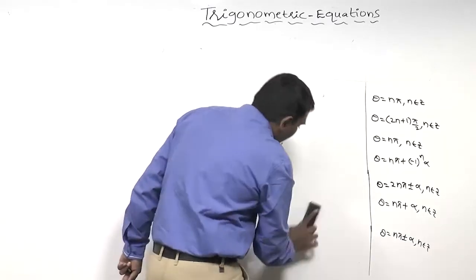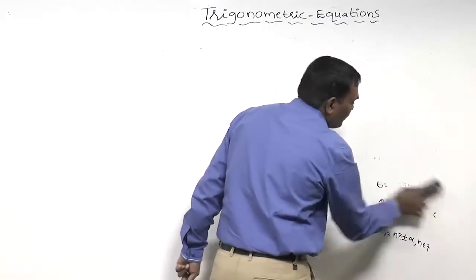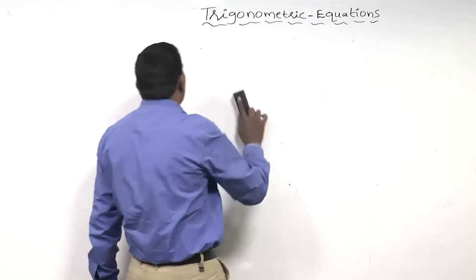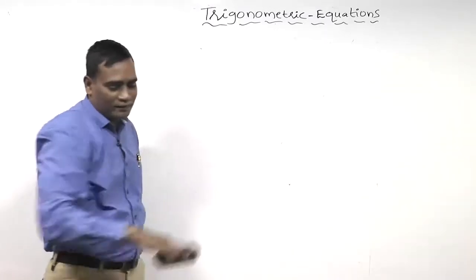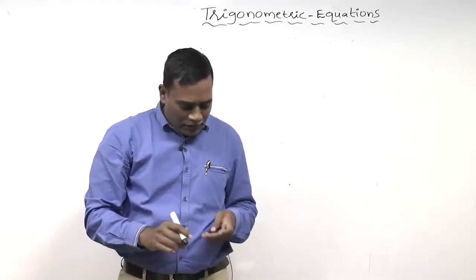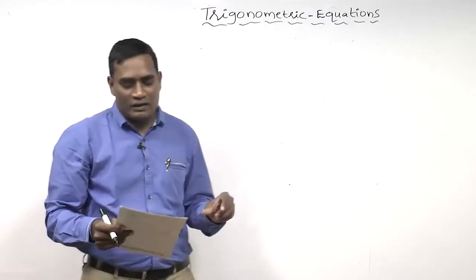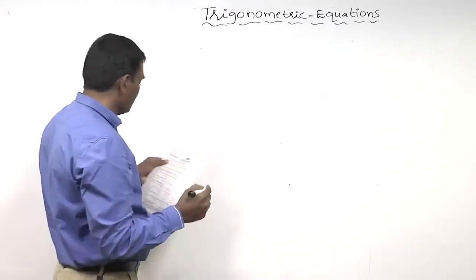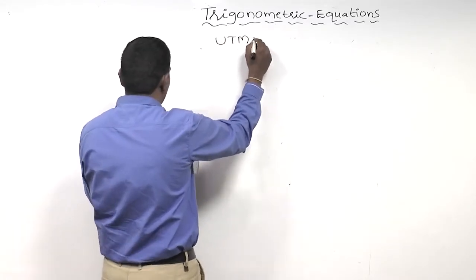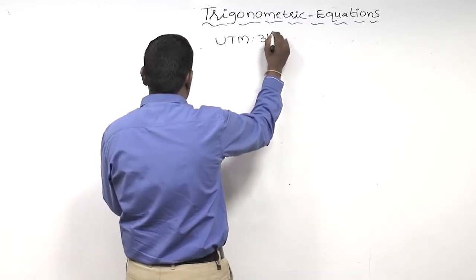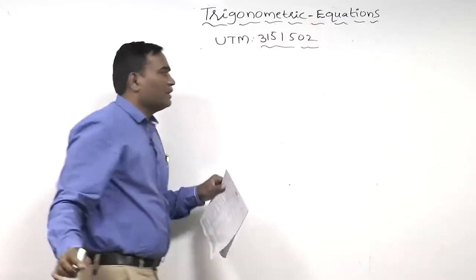Then all of you take your handouts. Now we will solve problems. Take pen and paper and start doing. The code number is 502, the last 3 digits are 502. That is UTM, 3151502. Take this handout and start the problems.